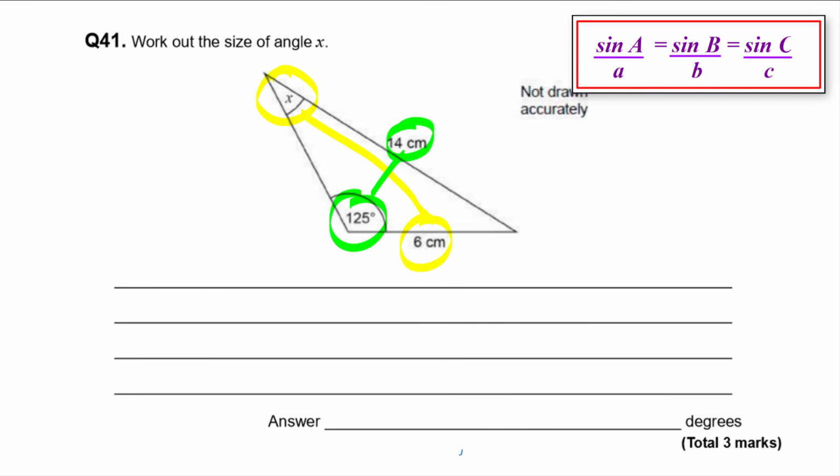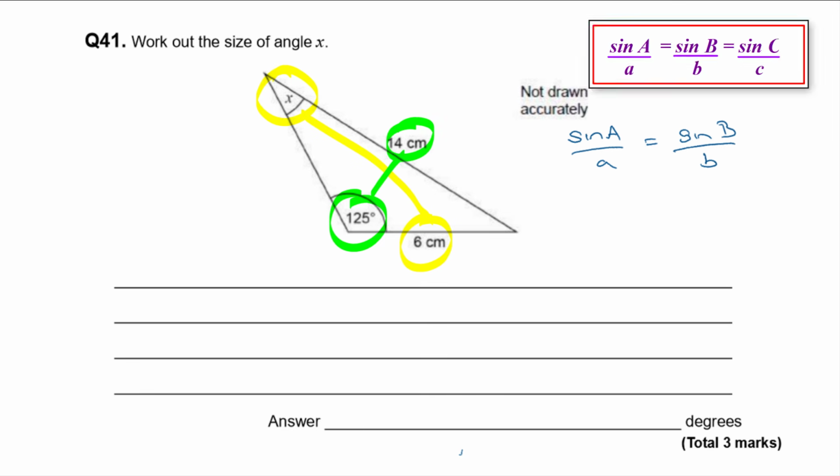But this time I need to find an angle rather than a side. And I did say you could write the sine rule either way up, and because I want an angle this time, it makes sense to write it with the angles on the top. So sine A over a is equal to sine B over b. That's the general sine rule equation.